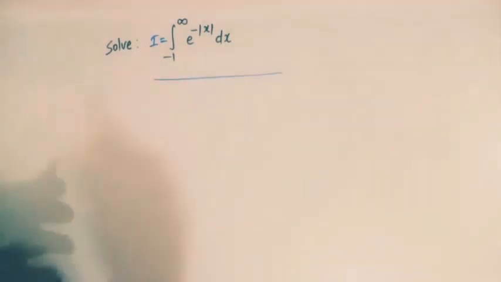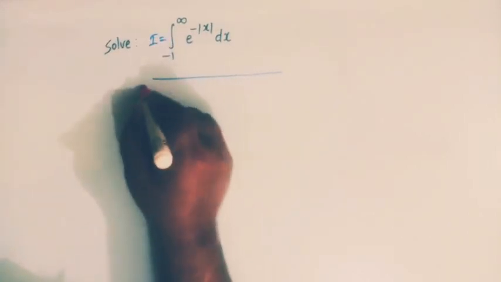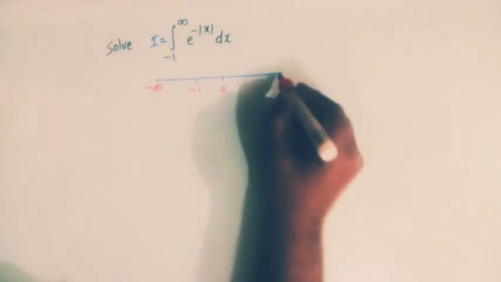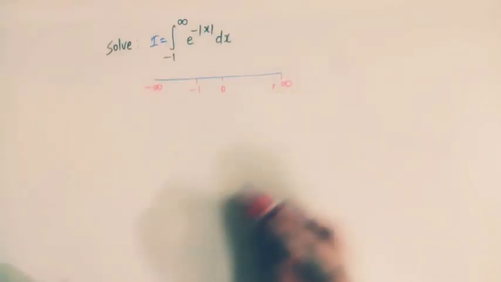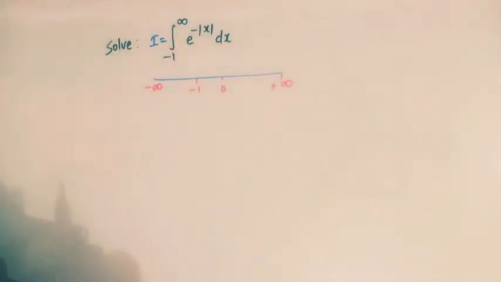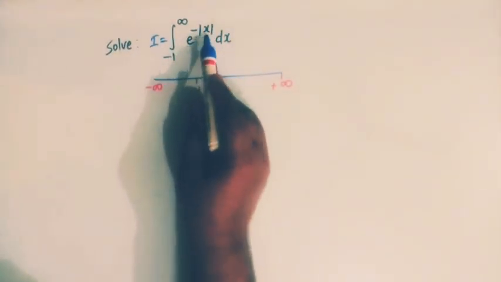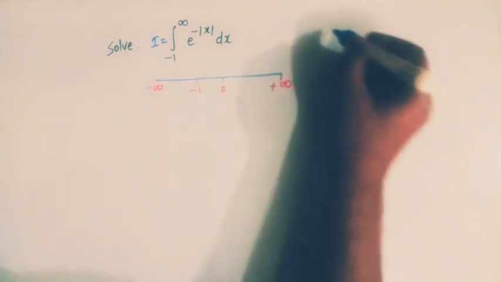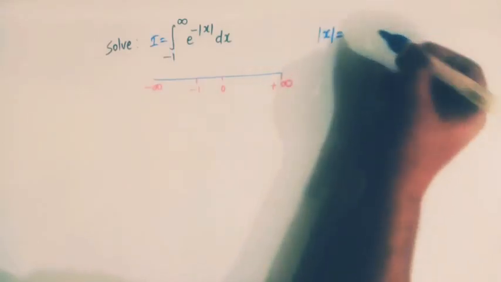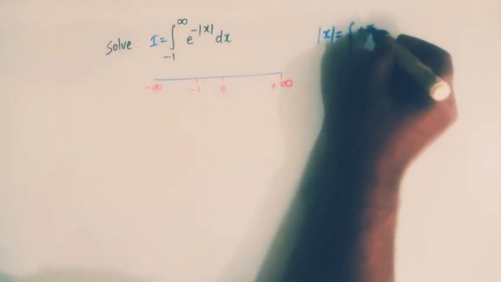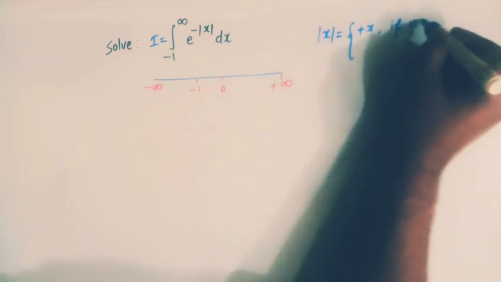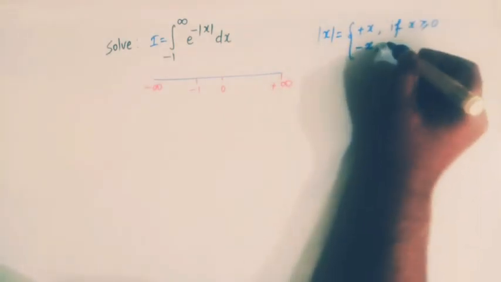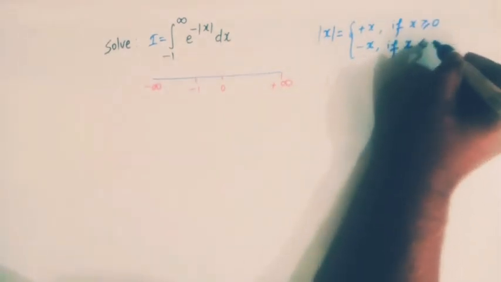If we plot these two limits, here we have minus infinity, here we have -1, here we have 0, and here we have plus infinity. Now let us first take the definition of the absolute value function. We know that mod of x is equal to plus x if x is greater than or equal to 0, and this is equal to minus x if x is less than 0.